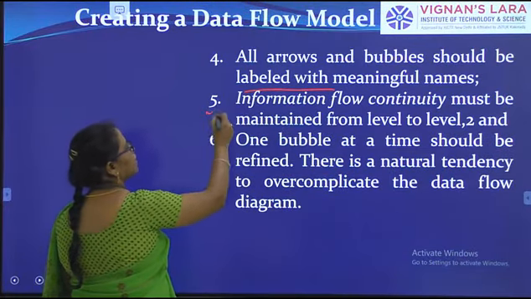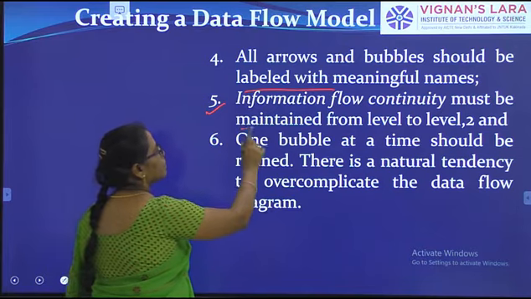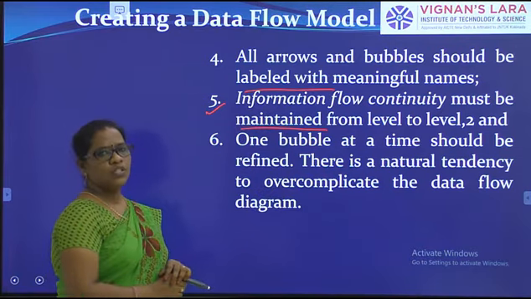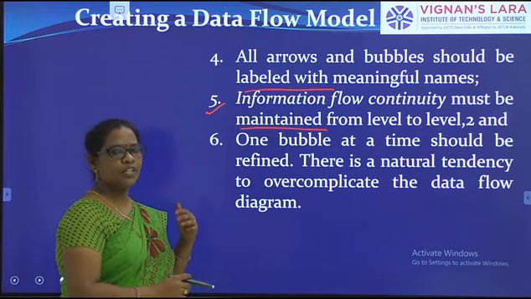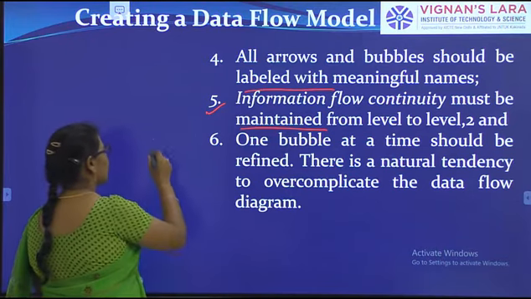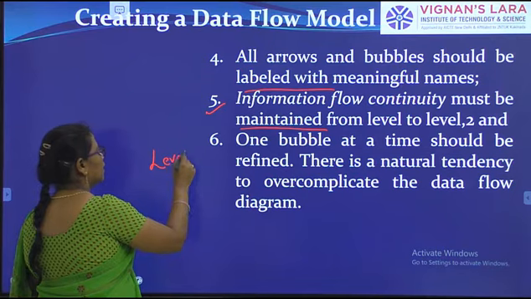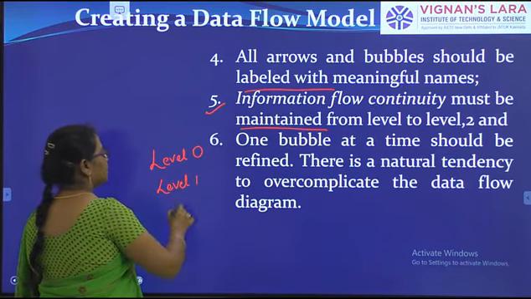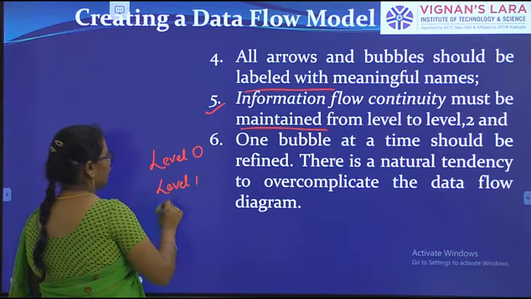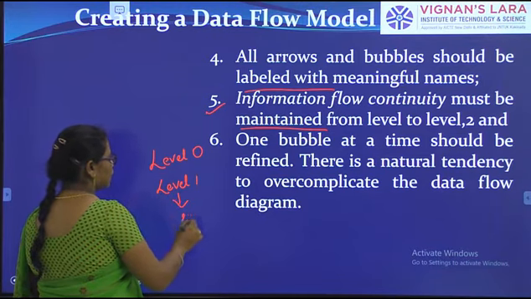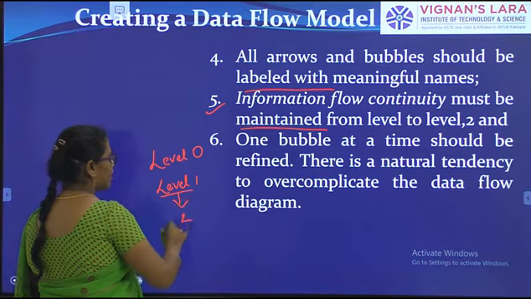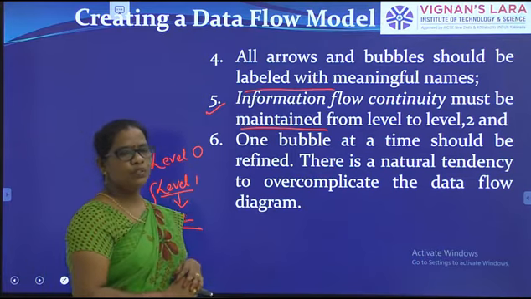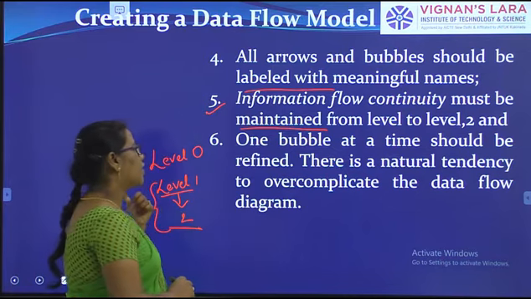And next, the fifth point is that information flow continuity must be maintained from level to level. Whatever information you are drawing, whatever data flow diagrams we have seen, level 0 means the overall diagram. Then go for level 1. In level 1, what are the things you consider? After that, level 2. Whatever levels you are taking, there is a continuity between them. Without continuity, you can't draw the data flow diagrams.